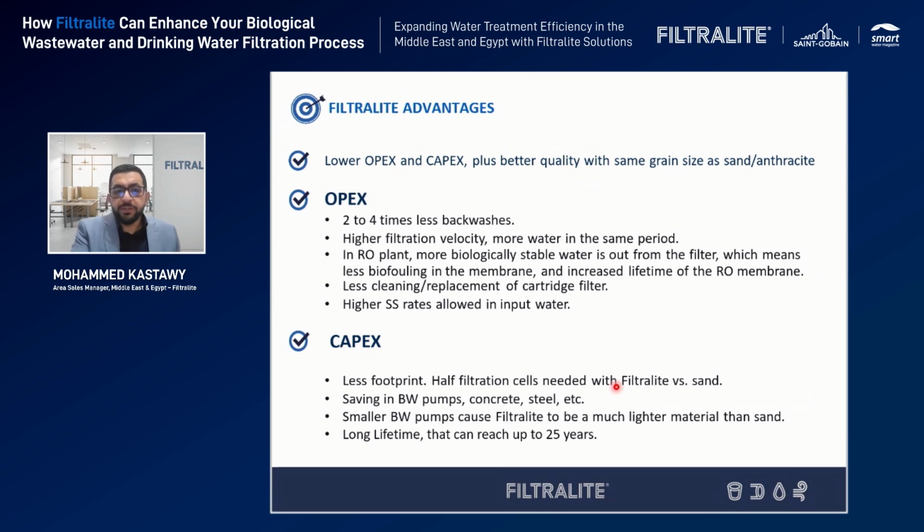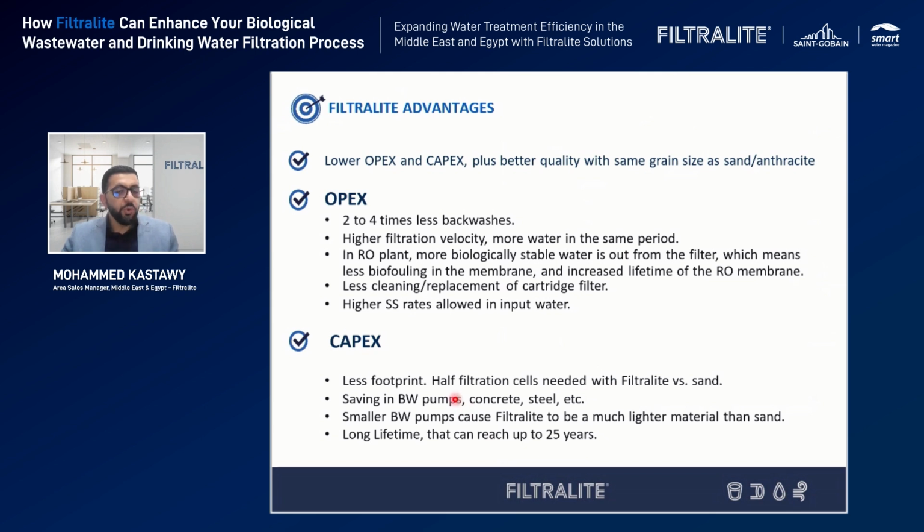That's why you are increasing the filtration velocity. While if we consider an RO plant, with Filtralite you will have more biologically stable water. So you're avoiding biofouling, or you will have less biofouling in the membrane. And as we know, the membrane stage comes after the filters or the sand filters. Then by having less biofouling inside the membrane, you are giving a longer lifetime to your membrane, because you are giving more space to the bacteria to grow inside the media, and all of that will go in the backwash. Also, you are giving less cleaning and replacement of the cartridge.